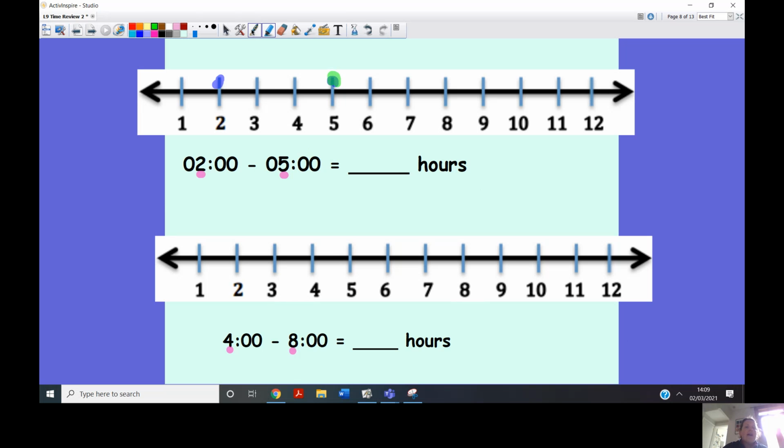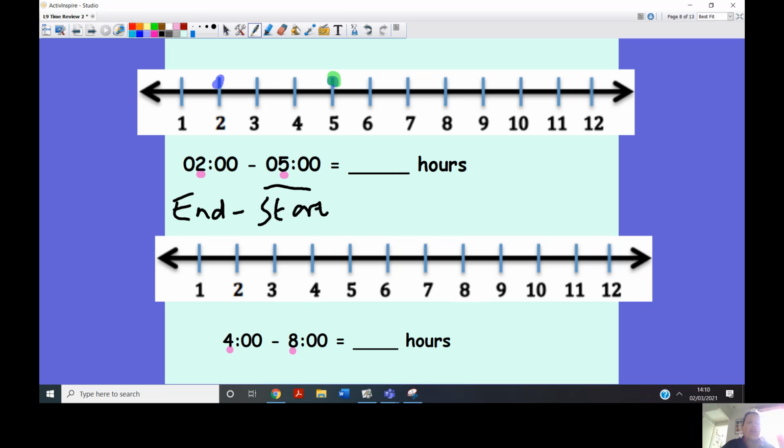There we go. I've just marked it on my number line there. So you don't have to use your number line. Remember, you can always do your end time take away your start time. So we could do end take away start if you wanted to. I'm going to use a number line because I've got one here.